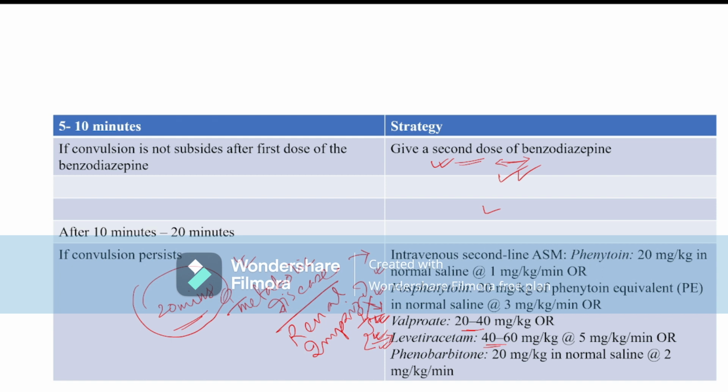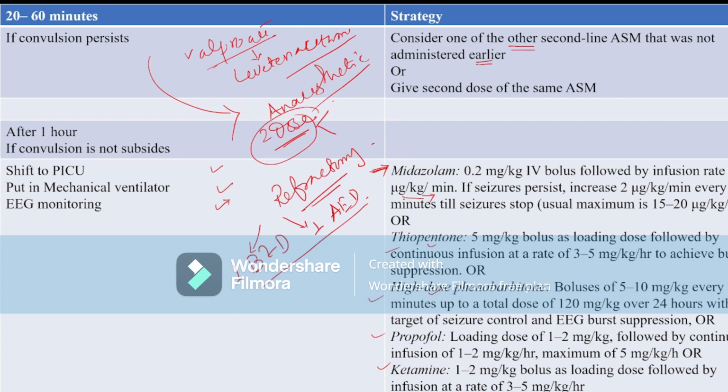After 20 minutes, that means a total of 30 minutes, if the seizure is not controlled, you can add another second line anti-epileptic which was not administered previously for the next 20 minutes. So by 50 minutes, if the seizure is not controlled, you shift the patient to PICU, put the patient on a mechanical ventilator and do continuous EEG monitoring, and the patient is suffering from refractory seizure.